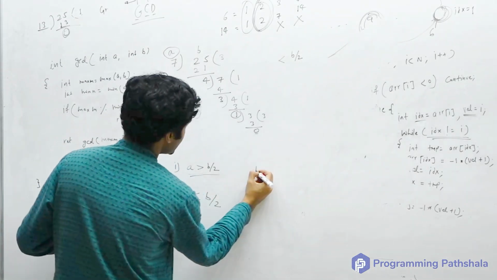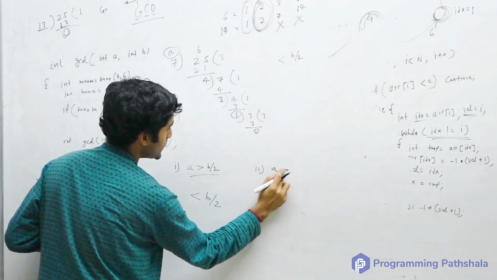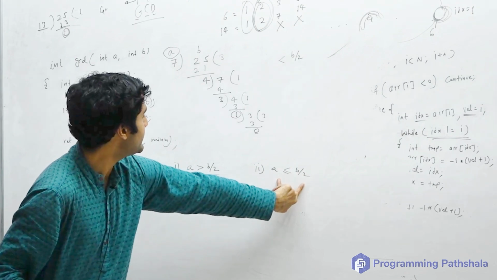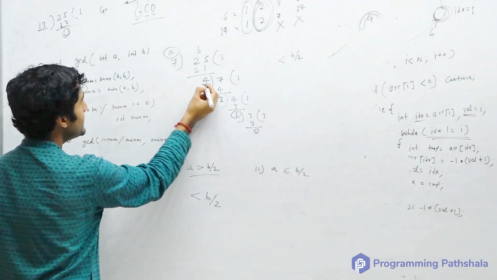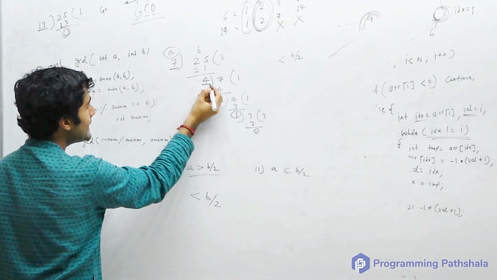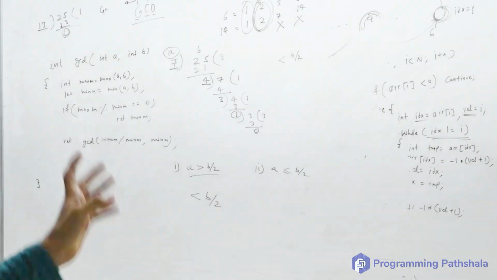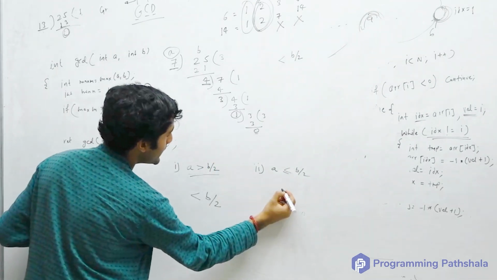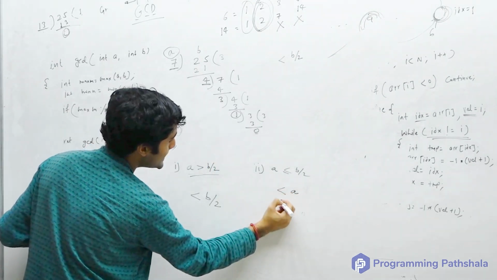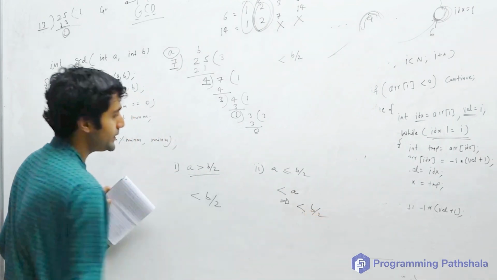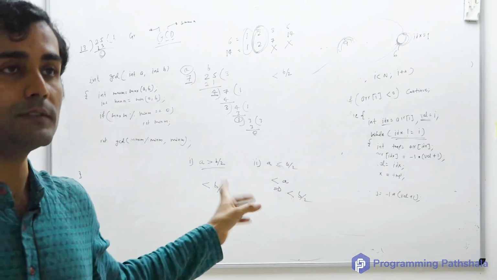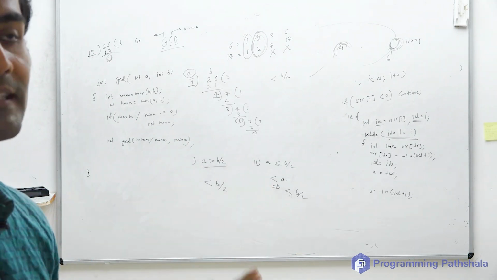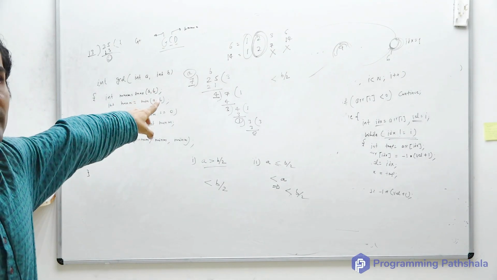Now, second case, if my a is smaller than equals to b by 2, can I say that the relation between remainder and divisor is that remainder will always be smaller than divisor? So even in this case, I can say that whatever remainder I'll get will be definitely smaller than a, which implies smaller than b by 2. So under both the conditions, whatever remainder I am going to get will be smaller than b by 2, and that is exactly what is happening over here.